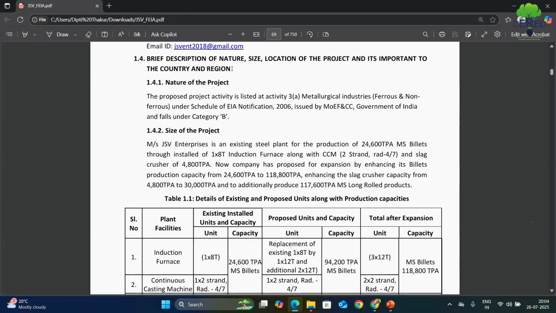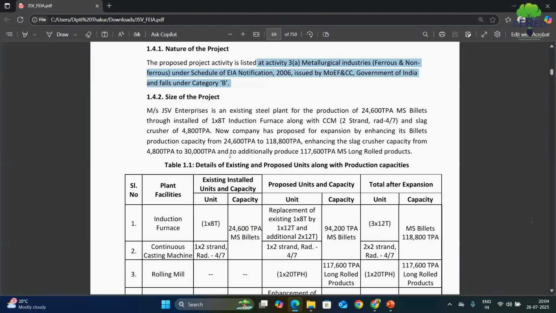Now, the brief description of the nature, size and location of the project. The nature of the project is Activity 3A, metallurgical industry, ferrous and non-ferrous, under Schedule 1 of the EIA Notification 2006 issued by MOEF and CC, Government of India, and it falls under category B. This is the nature of the project.